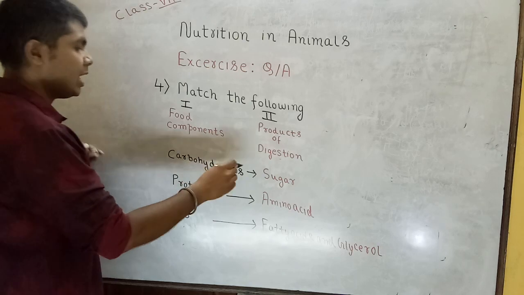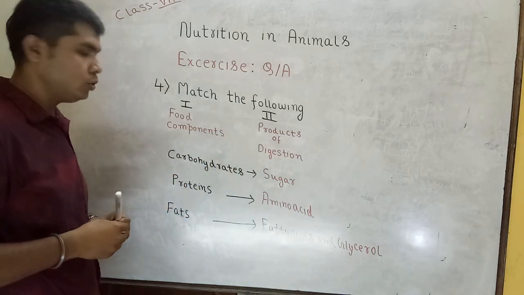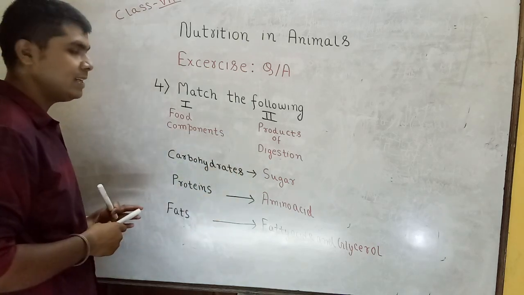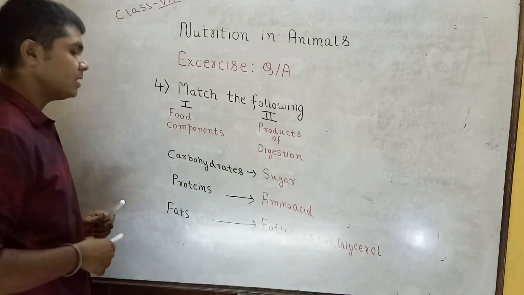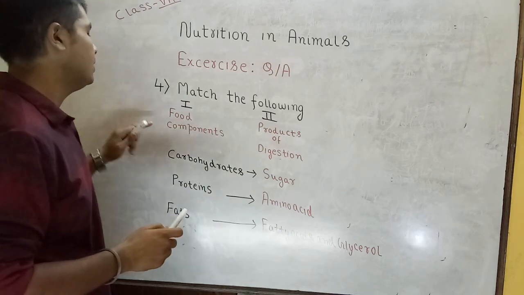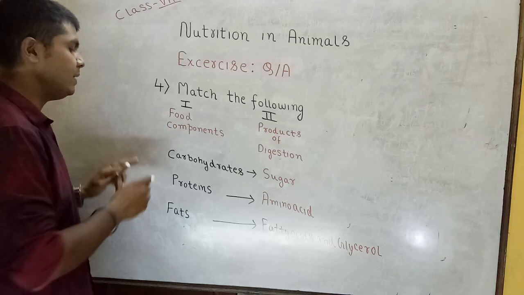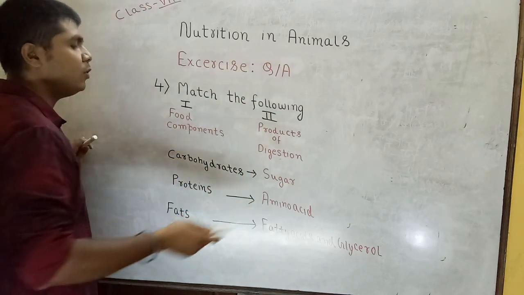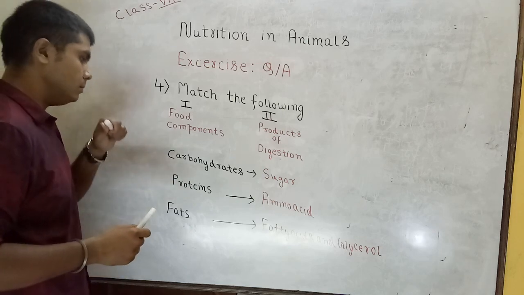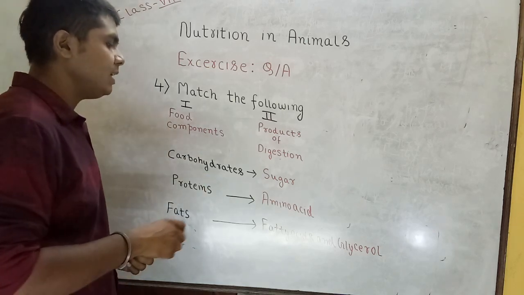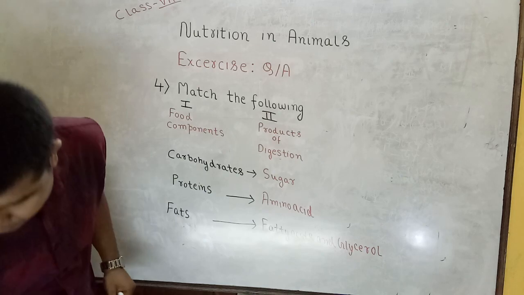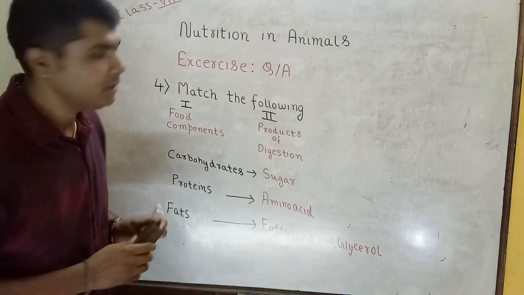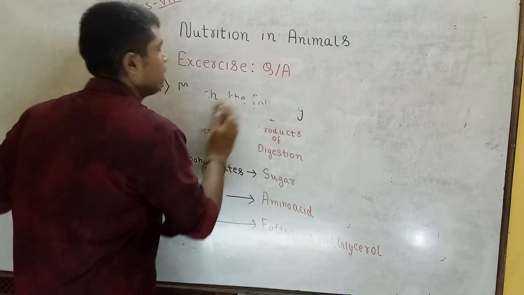Carbohydrates is converted to sugar, protein is converted to amino acid, that is simplest product, and fats is converted to fatty acid and glycerol. That means food components and products of digestion. That means this part is converted part before absorption. So these are the products of digestion which are ultimately absorbed. Now moving to the second one, question number 5.